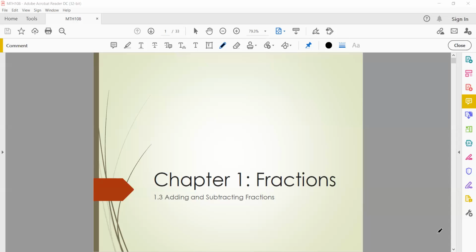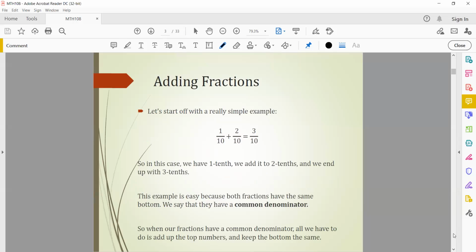So like I mentioned in last class, multiplying and dividing fractions is surprisingly easy. But adding and subtracting fractions is a little more challenging, and there's actually a series of steps that you have to go through in order to add fractions. So we're going to start off with the simplest possible example, which is where you're adding fractions that have the same bottom number. So they have a common denominator, as they say. In this case, it is very straightforward.